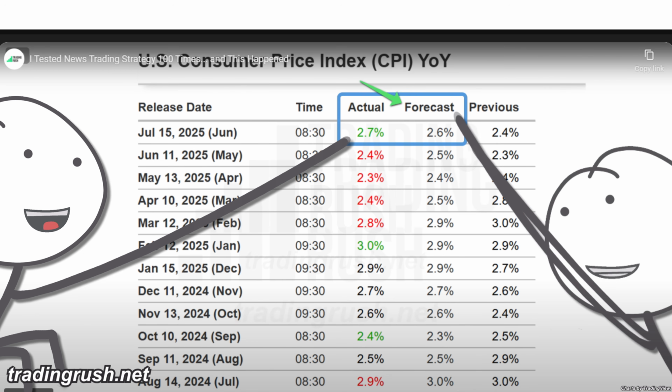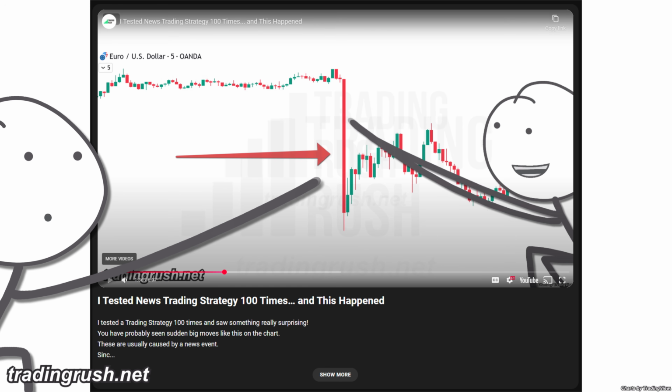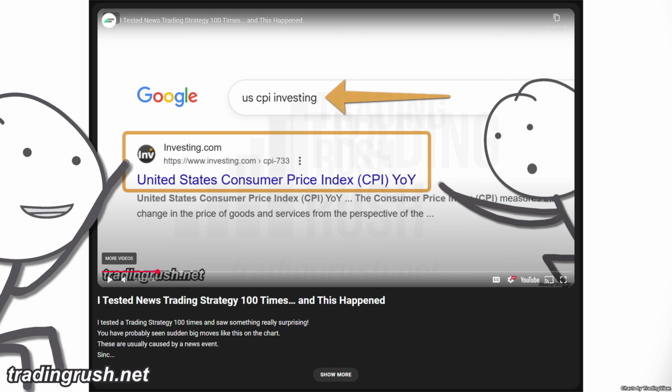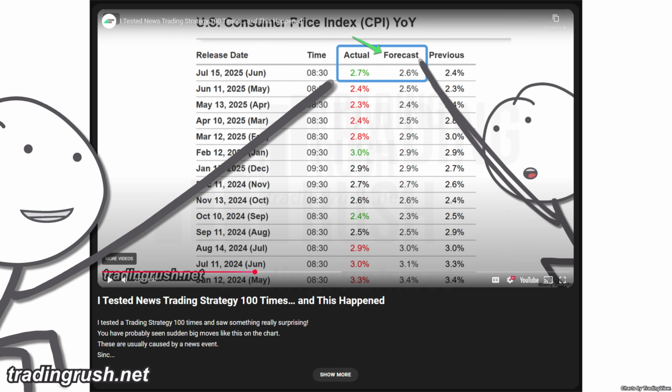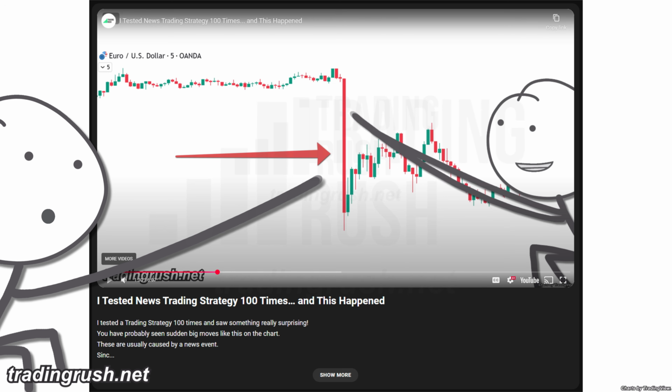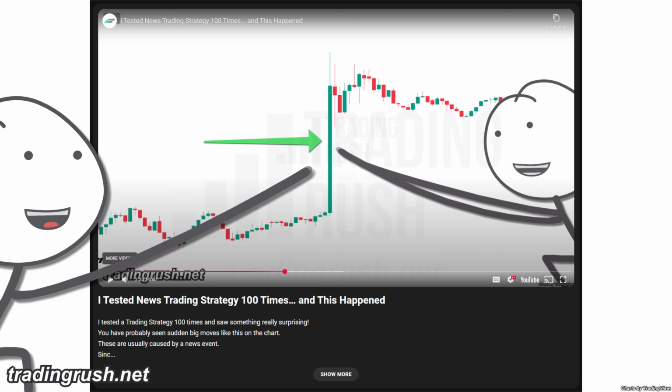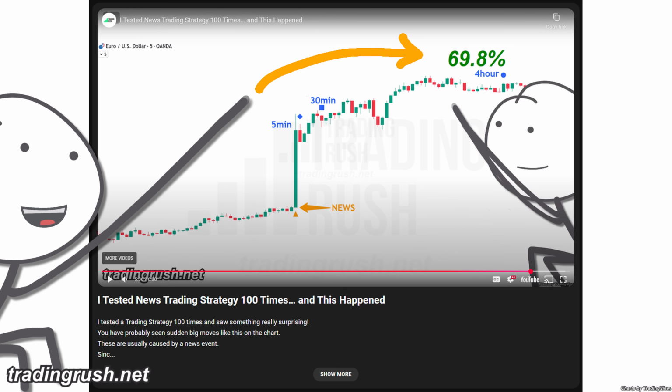If the actual CPI data comes in higher or lower than the forecasted data, then the price has a higher probability of making a big move. For example, in the last video, I went to investing.com and looked at the US CPI inflation data. If the US inflation is higher than the forecast, then the USD has a higher probability of getting stronger. In Euro USD, USD is on the right side, so Euro USD has a higher probability of moving down. If the US inflation is lower than the forecast, then the USD can get weaker. This means Euro USD can move up. This happened around 69% of the time in my previous testing.